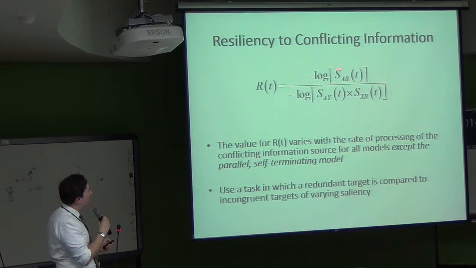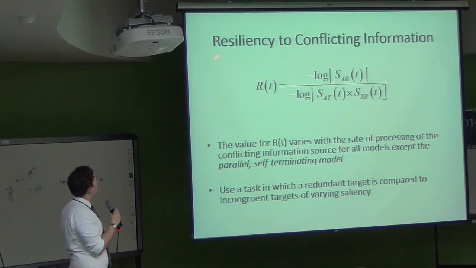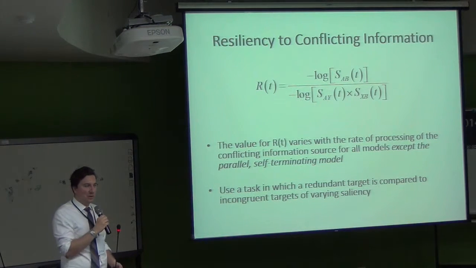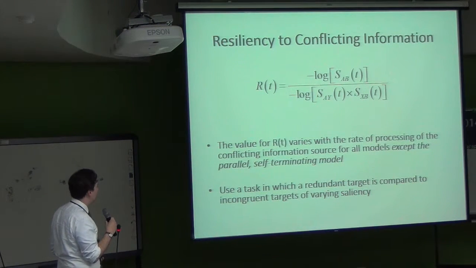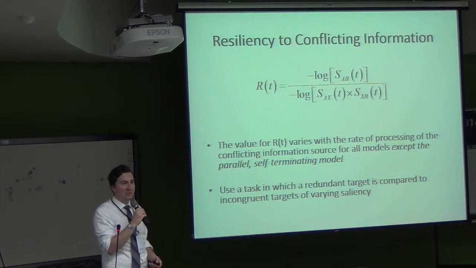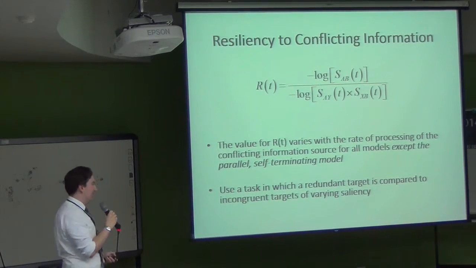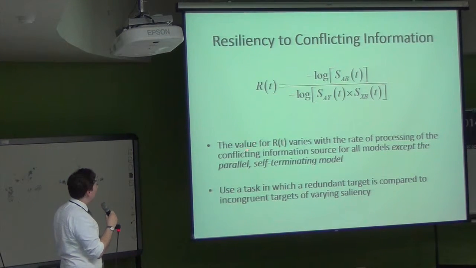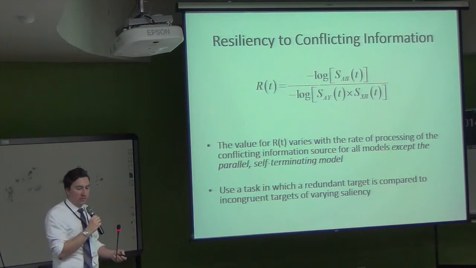So we can in fact just modify the capacity coefficient function slightly by allowing now the single targets to have some conflicting information. I've indicated there by these subscripts, y and x, that I've put on these single targets. And I've given it a different letter just so we can tell them apart. I'm calling it resiliency, because I tried to call it capacity with distractor, but the viewer didn't like that. So the value of this particular function varies with the rate of processing of the conflicting information for all of the models except for the parallel self-terminating model.